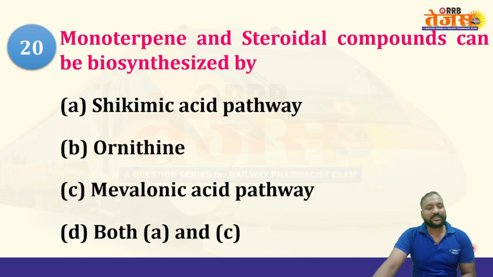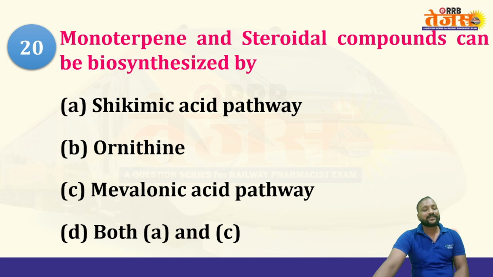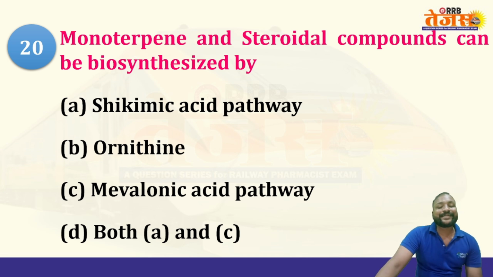So, next question in this series. Monoterpene and steroidal compounds can be biosynthesized by: A, shikimic acid pathway; B, ornithine; C, malonic pathway; D, both A and C. So what is the right option? Monoterpenoid and steroidal.